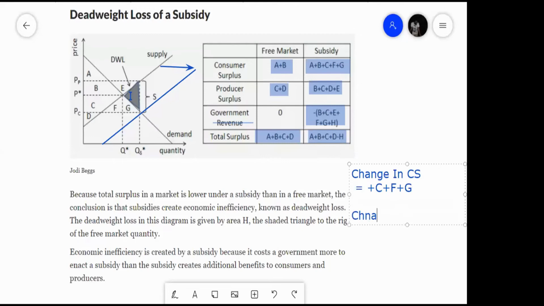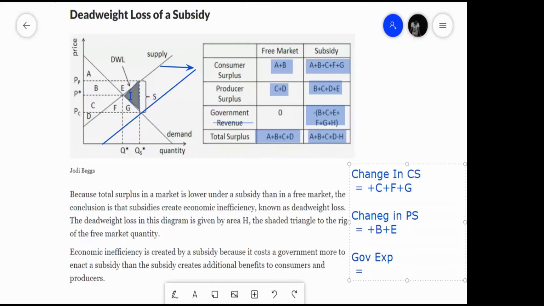What is the change in producer surplus? Producer is getting an additional plus B and a plus E. What is the government expenditure? Government expenditure here.